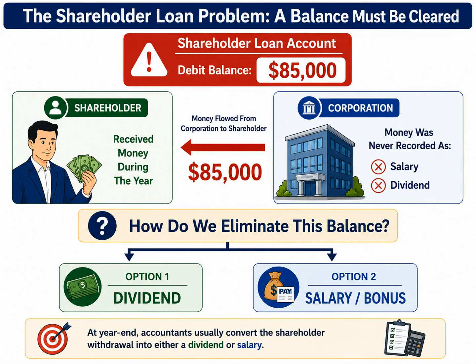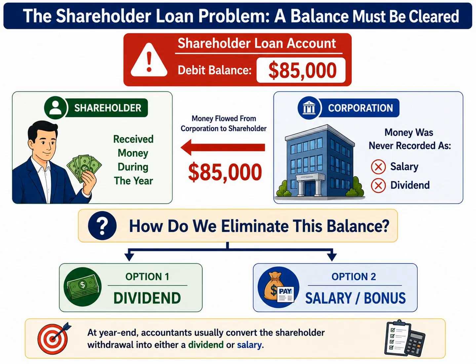At this stage, we have identified a common problem. The shareholder has received money from the corporation during the year, but those withdrawals were never formally recorded as salary or dividends. As a result, the accounting records now show a shareholder loan account with a debit balance. In our example, the balance is $85,000.